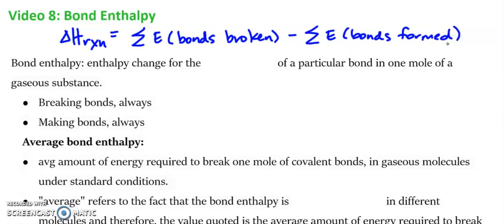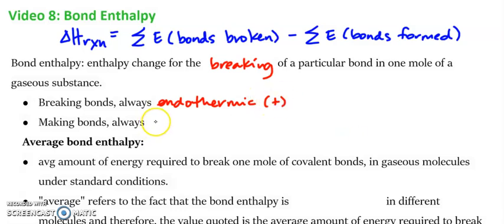All right, so in doing this, we have to know what bond enthalpy is. That's the enthalpy change for the breaking of a particular bond in 1 mole of a gaseous substance. So it's a gas, it's 1 mole, and it's how much energy is needed to break that bond between those two atoms. So breaking bonds is always endothermic, which means it takes energy to break them. Like you have to put energy in. So that would be positive.